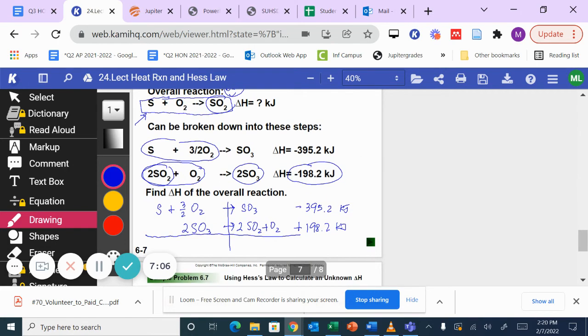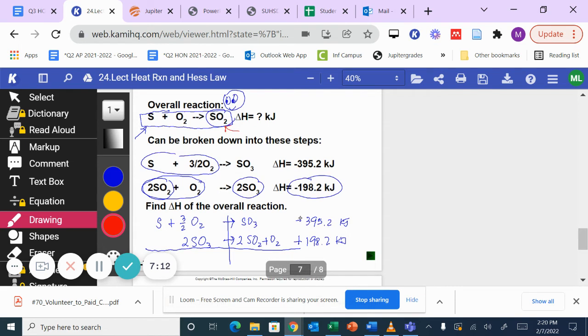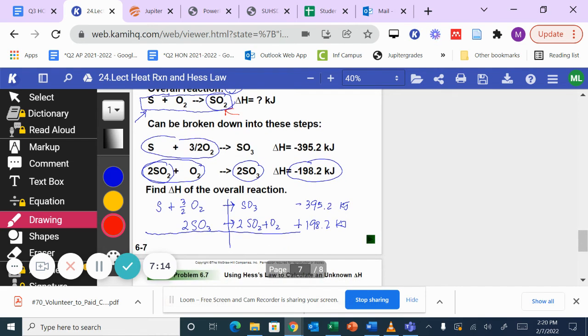So I'm going to do a little trick. What do you think I should do? All of it cancels because I don't want any SO3s in there. Yeah, I think I'm going to multiply the whole top by 2. If I multiply this by 2, I multiply this by 2, I multiply this by 2, therefore I have to multiply this by 2. Okay, now it cancels.